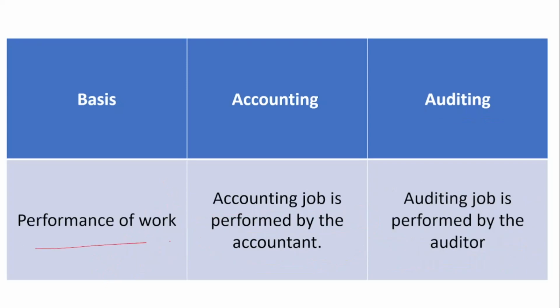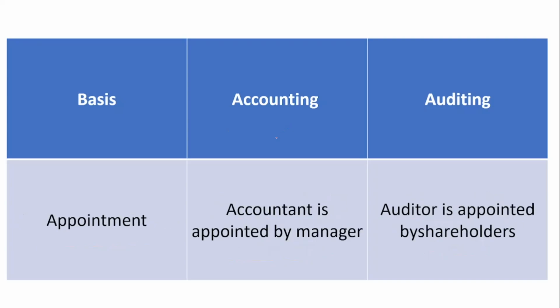Next, performance of work. The accounting job is performed by the accountant. Of course, the accountant is doing the accounting job, but the auditing job is performed by the auditor. Accounting is done by the accountant. Auditing is done by the auditor.